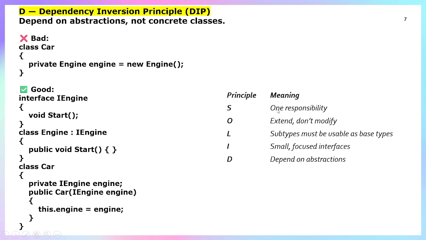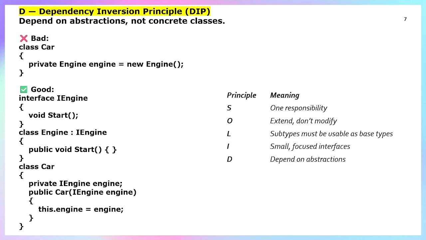S stands for single responsibility, one responsibility. O stands for extend, do not modify. L is the subtype must be usable as a base type, and I is the small interface, and D is the dependency on the abstract.